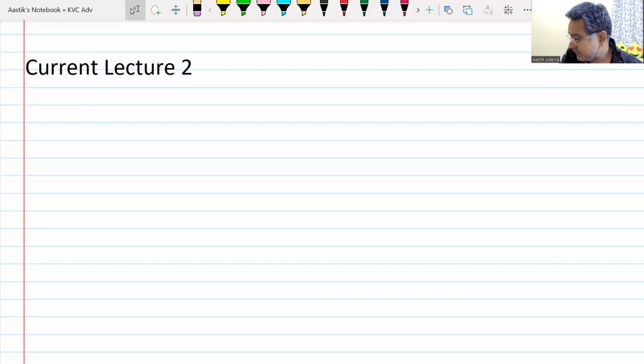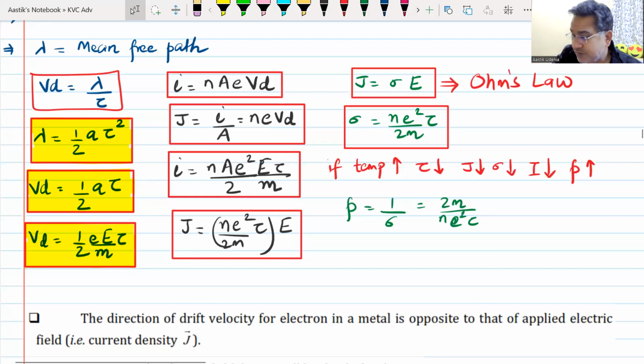In the last session, we had seen resistance and resistivity and different types of formulae of resistance and resistivity. Do we remember those formulae? We started with mean free path, drift velocity, relation between drift velocity and current density and electric field. You remember all these formulae? We had solved some questions based on this. Do we remember it?